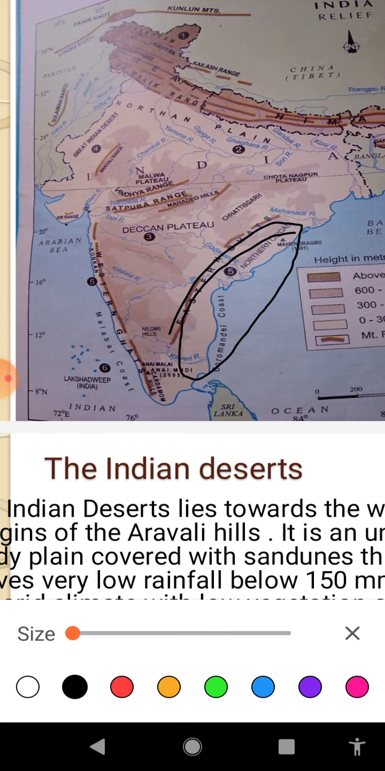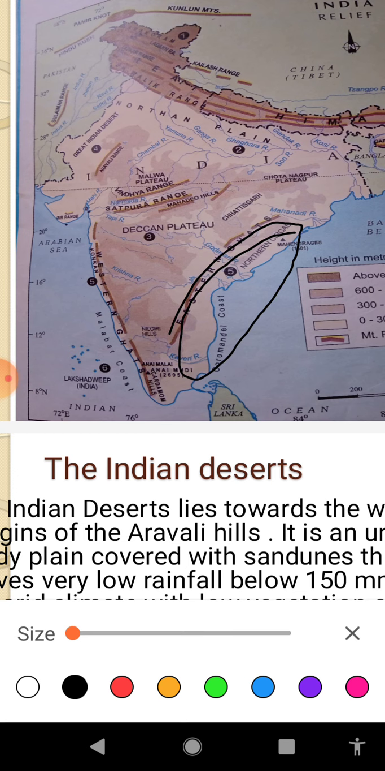So, if you are asked to define what you mean by Eastern Coastal Plain, in a very simple sentence we can say: a narrow stretch of lowland in between the Eastern Ghat and the Bay of Bengal is known as the Eastern Coastal Plain.